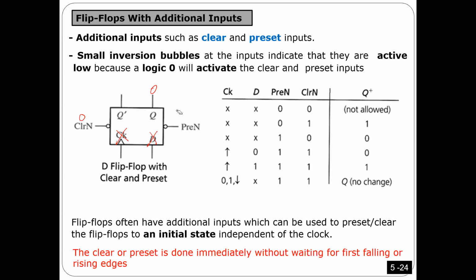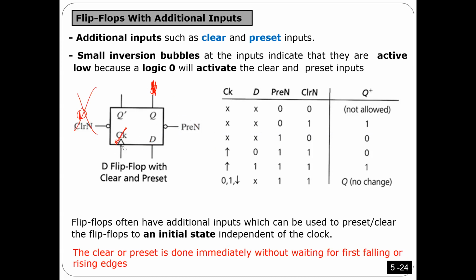Second case, if I put here 1 and here 0, same thing. Regardless of the clock, regardless of D, this one will be set. Third case, 1 and 1. Now this one will work like a normal D flip-flop. Normal means Q is equal to D at rising edges. Every time there are rising edges, Q is equal to D. There is another case that should not happen. If you put here 0 and 0, this shouldn't happen because it doesn't make sense. You want to clear or you want to set, it doesn't make sense.